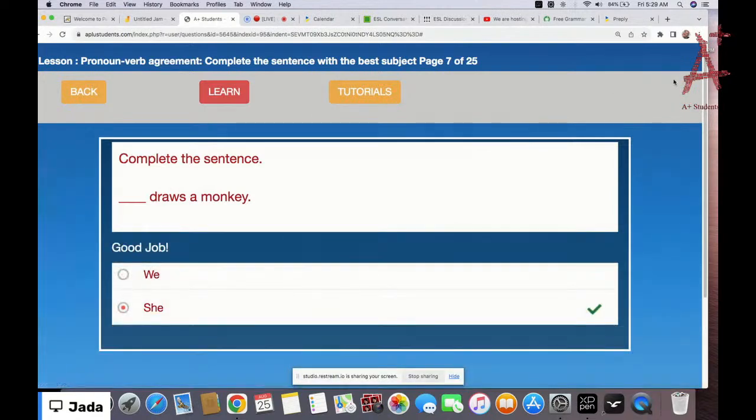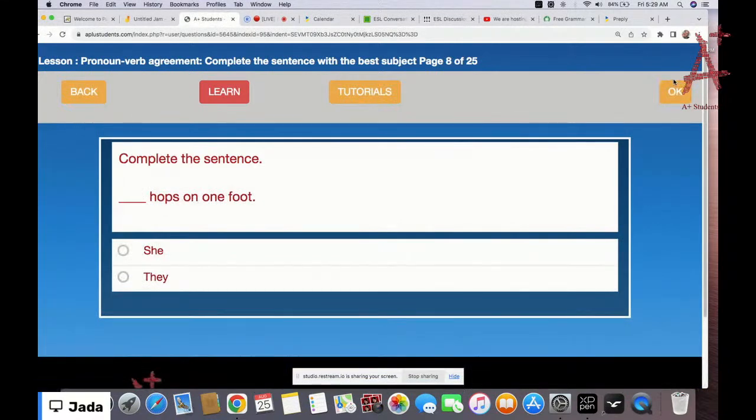So that's how it goes, everybody. I hope that you're able to differentiate all of the above, right? If you're able to differentiate all of the above, it's going to be very good for you. Okay? So we have Dash hops on one foot. Hops. We have S. So since we have S added, it's going to be a singular subject.